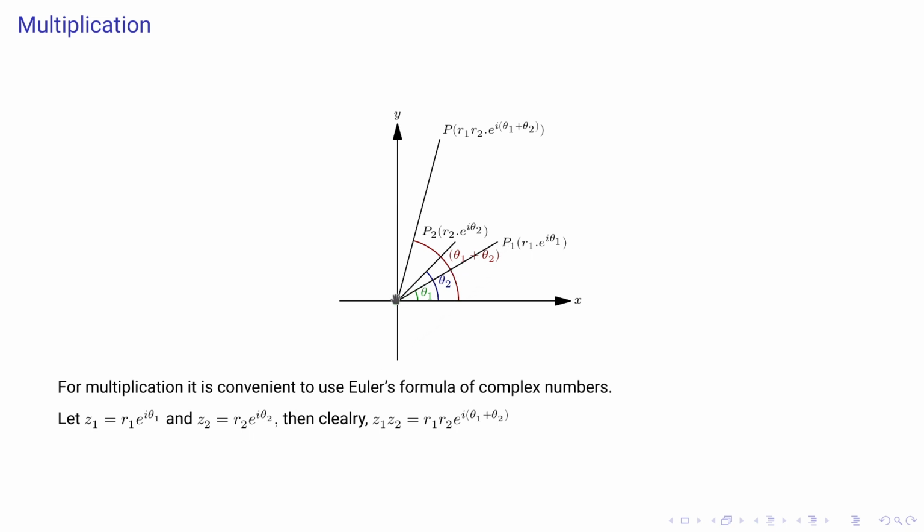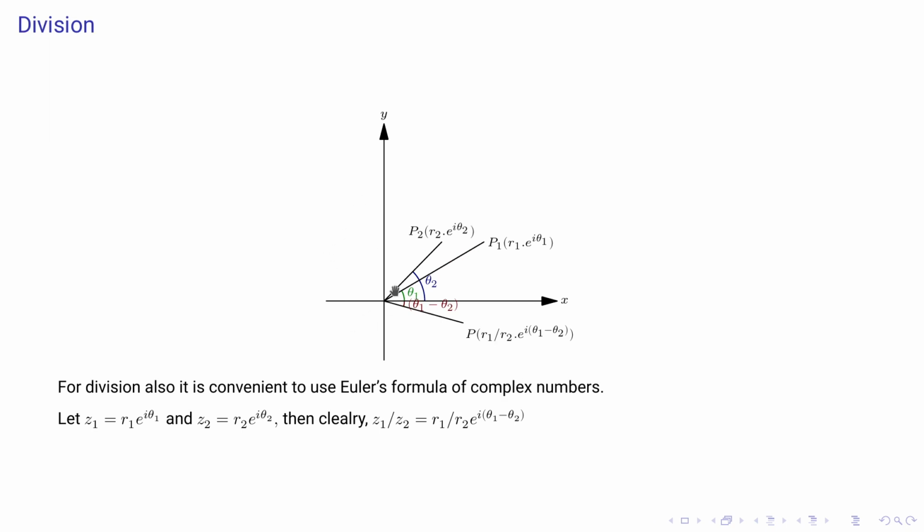Then suppose we have P1. Now this length is r1, and the angle which it makes with the x-axis, given in green, is theta 1. We have P2, which is r2 e to the power i theta 2. So the argument is theta 2, given in blue, and the length is r2. If you multiply these two, the modulus will be r1 r2, and the angle given in red will be theta 1 plus theta 2. That's how we multiply two complex numbers.